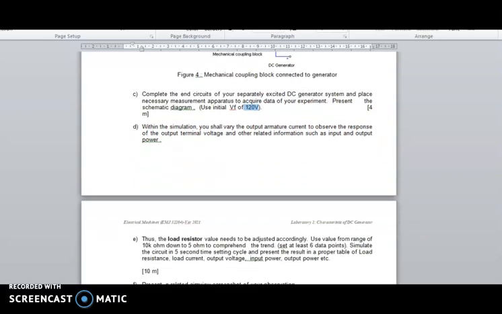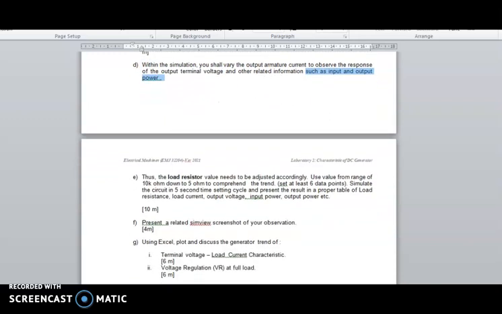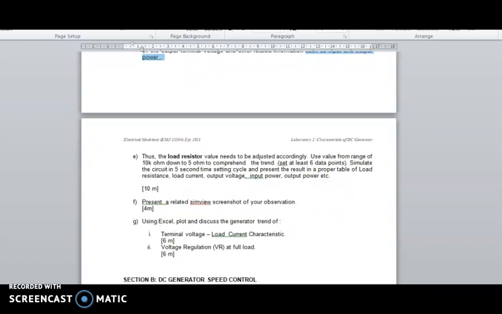Then within the simulation, vary the output armature current to observe the response. So how you want to vary the output current is by varying the resistance, as what I told you just now. Okay, and so you measure and observe all the responses, including terminal output voltage, also the input and the output power. How much you want to see, how much the efficiency or the P in and P out of our system.